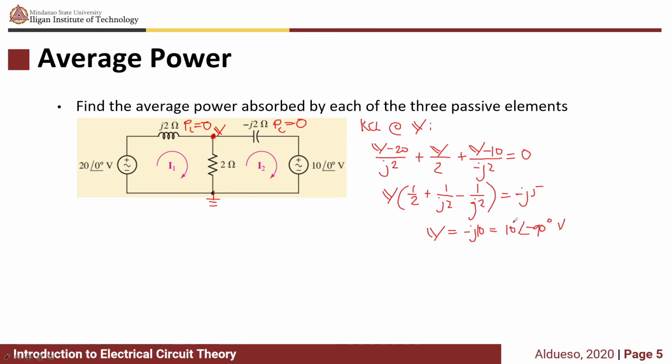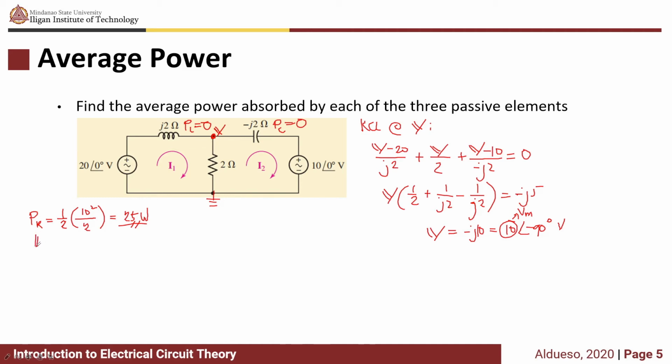Now this is our magnitude of Vm. Getting the absorbed power by the resistor, we have 1/2 times Vm, which is 10 squared over R, so 25 watts. Now checking this answer, we can solve for I1 and I2.